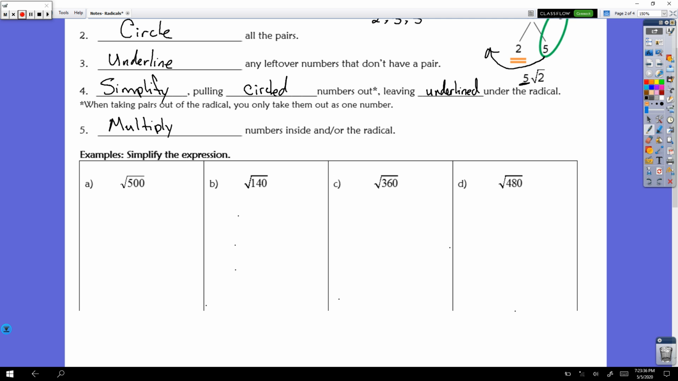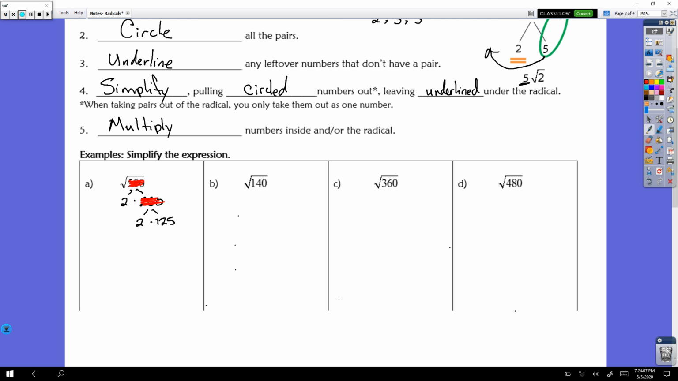So 500. 500 breaks down into 2 times 250. 250 breaks down into 2 times 125. Now, 2 does not go into 125. So what I'm doing here, in case I'm doing this too fast, I took 500, and I no longer have the 500. I broke that down into 2 times 250. Then I broke down the 250 into 2 times 125.